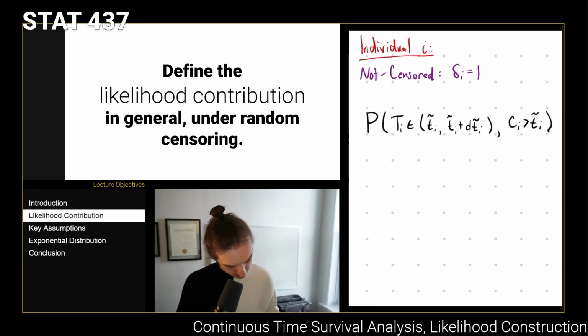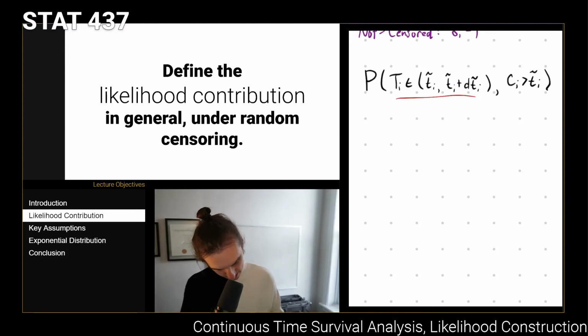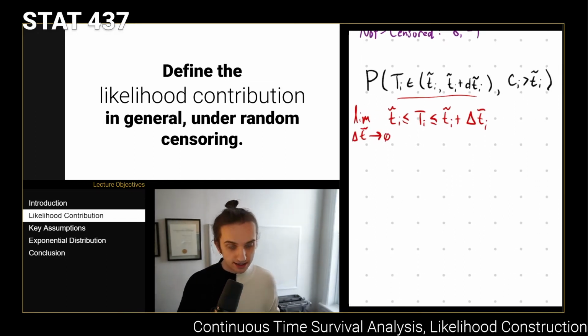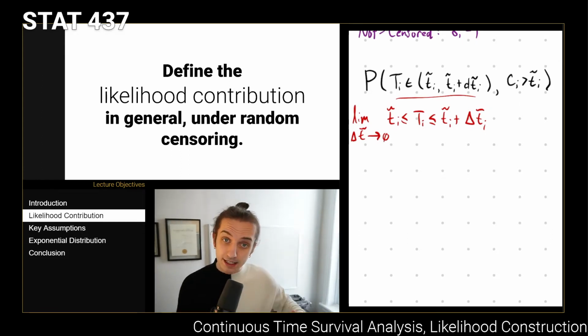Okay, and so what does this notation that I'm writing right here mean? Well, this is the same thing as saying t tilde i less than or equal to ti plus some delta ti term, and then we take the limit as delta ti goes to 0. The idea is we can't talk about the probability that ti equals small ti because it's a continuous time variable, and so instead we say what's the probability that it falls into this interval. It's just the density, right? This is exactly how we define the density, but I'm using this interval notation to avoid having to write out these limits, right?